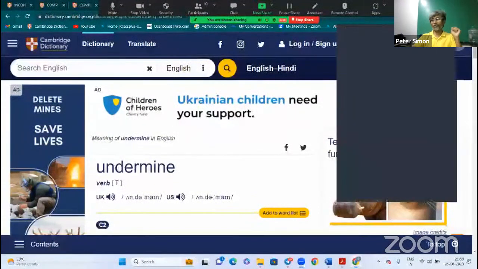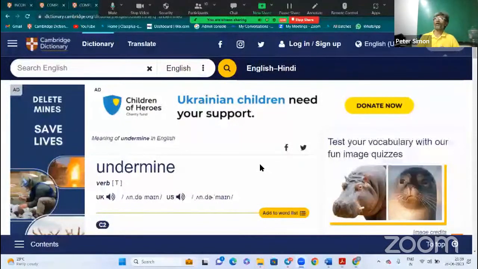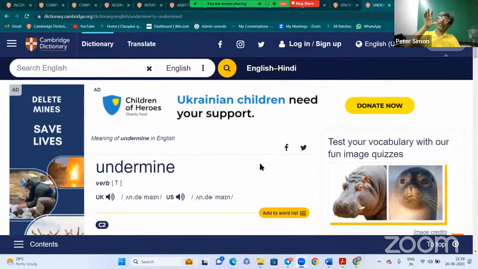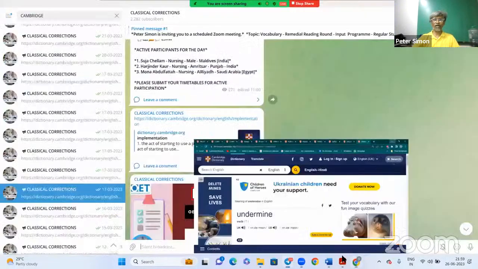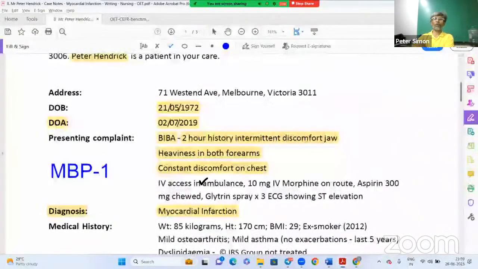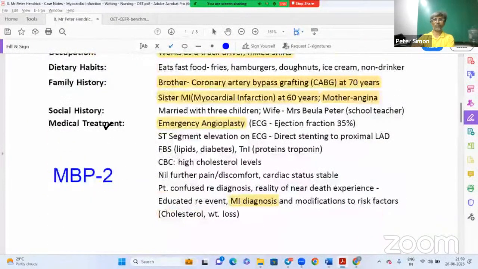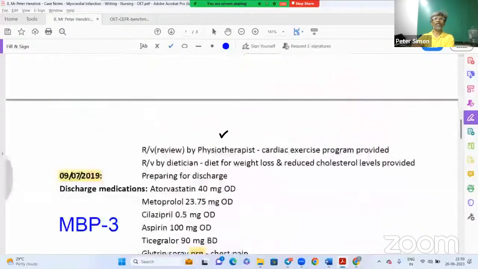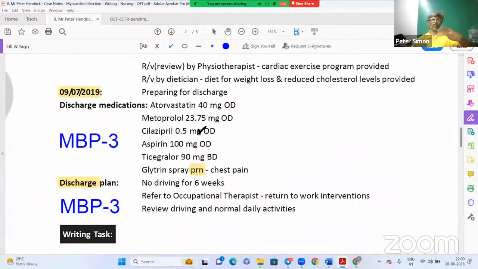So I think I have shown you how to segregate the letter into parts. Upon admission, first paragraph. During hospitalization, second paragraph. Discharge plan, third paragraph. Remember that. Once again, I'm showing you. Here it is. First paragraph, you will write the presenting complaint upon admission. Second is medical treatment during hospitalization. Third is the discharge plan. You have to write the discharge letter in three parts.